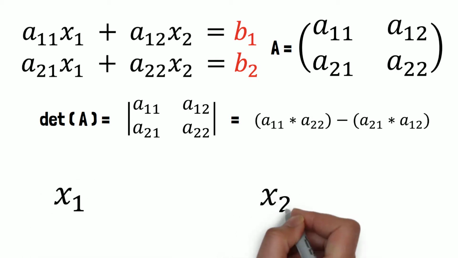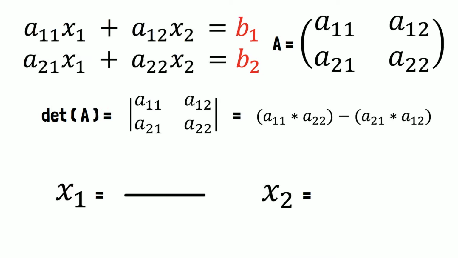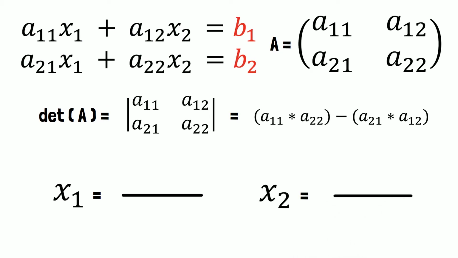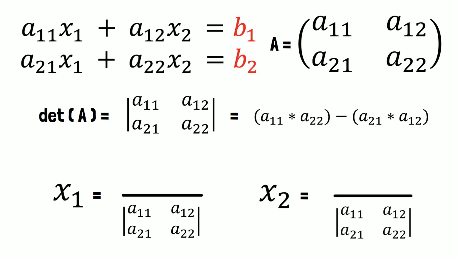Now we have to calculate x1 and x2. We start by writing down the division symbol after both. The denominator is going to be the determinant of A for both x1 and x2. We just saw the determinant of A. Now, the numerators are a bit different.